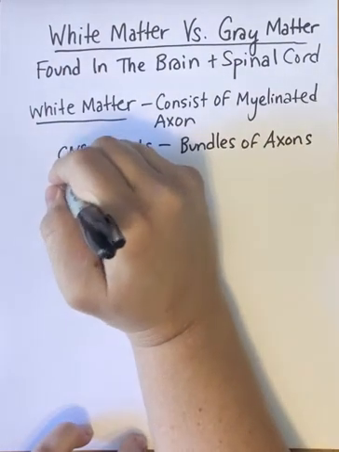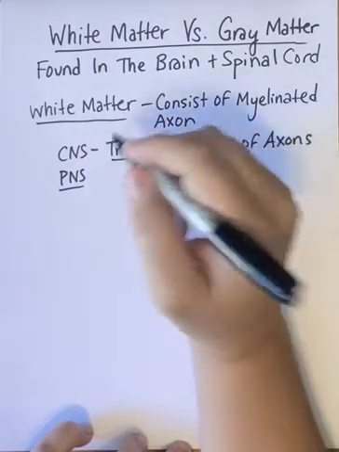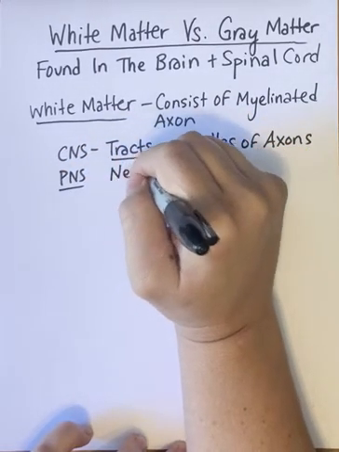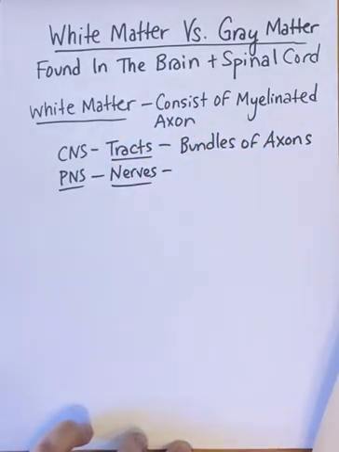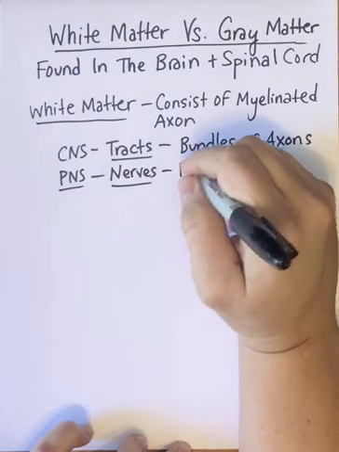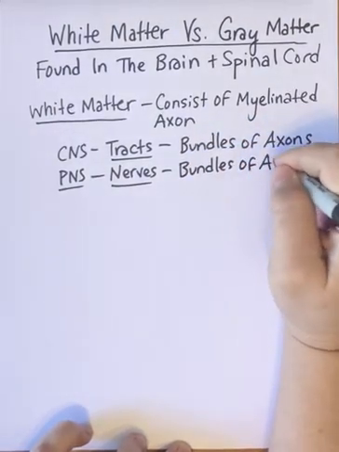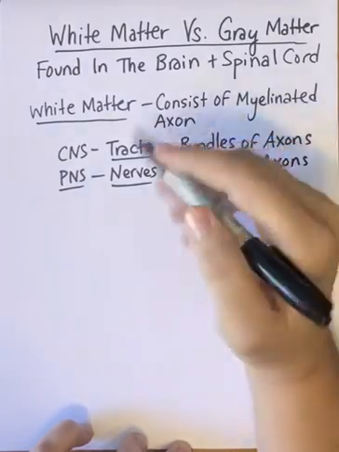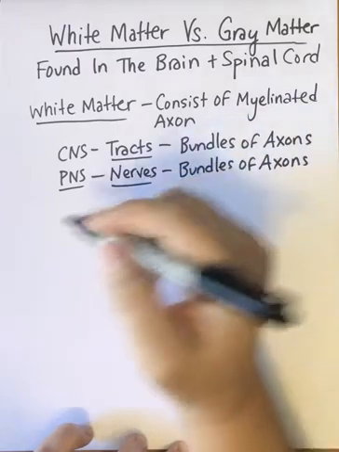Now, to review, in the PNS, when we talk about a bundle of axons, we call these nerves. So nerves are going to have basically myelin around them. These are bundles of axons in the PNS. So you might see the word tracts versus nerves, and this is just a good review.